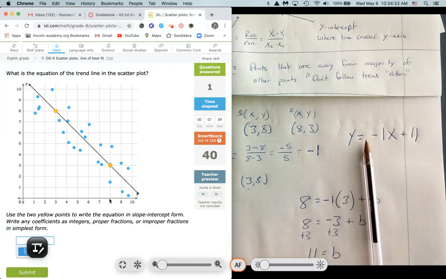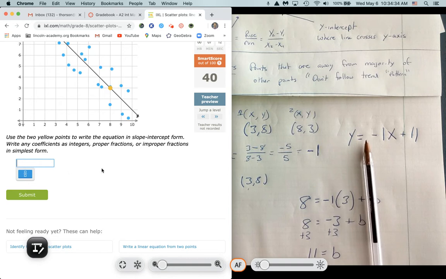So when you go to type this in, I'm typing in the whole equation. I've got to type in the y, the equals, the negative. I don't necessarily need to type in the 1 because it just sits in front of that x. I don't know if it would mark you wrong, so I'm going to see if it would. Negative 1x, and then I'm going to put plus 11.